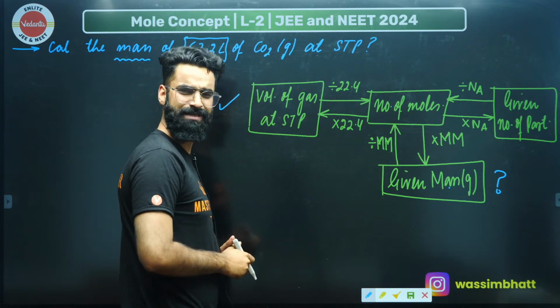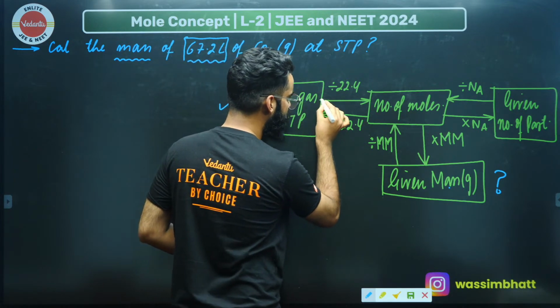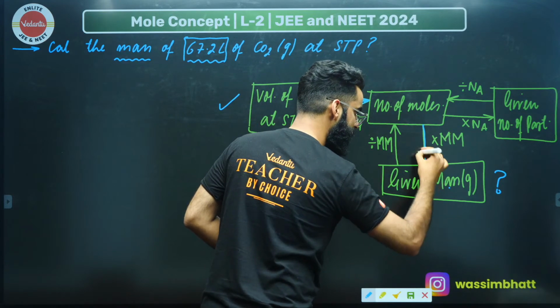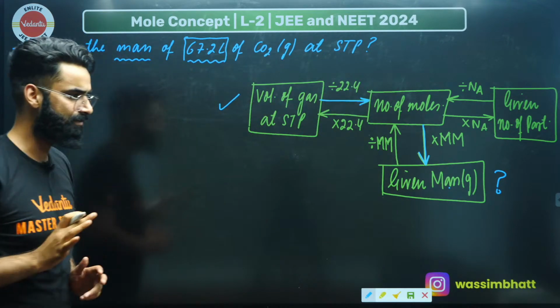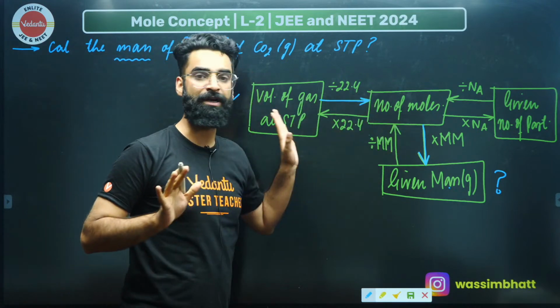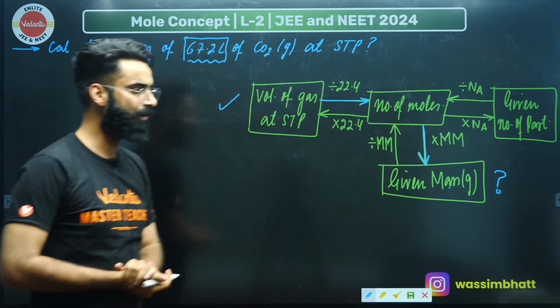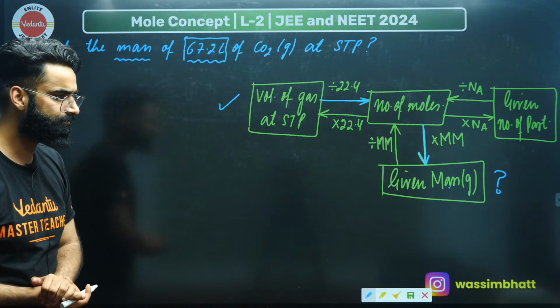That means which arrows do I need to follow? First of all, I need to follow this arrow, then only I can reach moles. Then I need to follow this arrow, then only I can convert that into mass, right? So these two arrows I need to follow, then only I can convert volume into mass, which is what I need to calculate as far as the question is concerned, right?